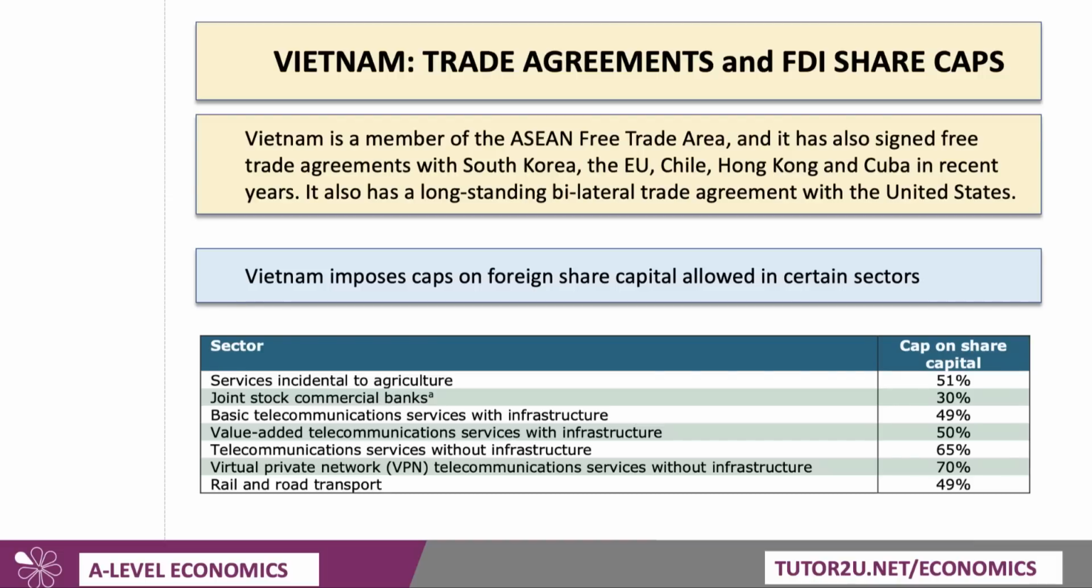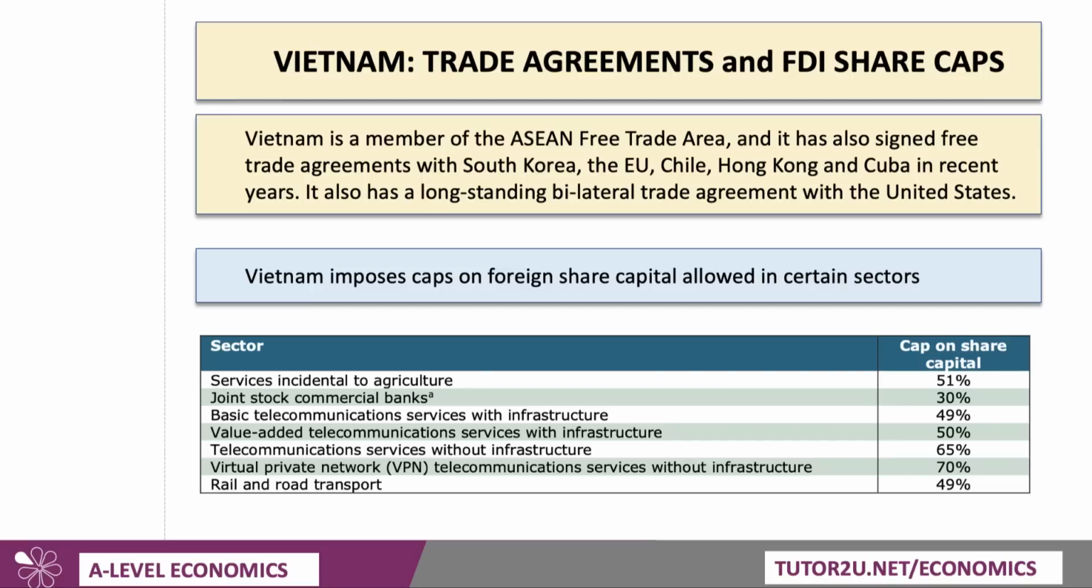So in terms of trade relationships, Vietnam is a member of the ASEAN Free Trade Area. That's important. It's also signed a whole clutch of free trade agreements with the likes of South Korea, the European Union, that one was signed in 2019, with Chile, with Hong Kong, with Cuba, and obviously strong bilateral trade relationships with the States. So again, I would use Vietnam as my example of where the country has really gone out of its way proactively to drive exports through free trade agreements. They are attractive to FDI.